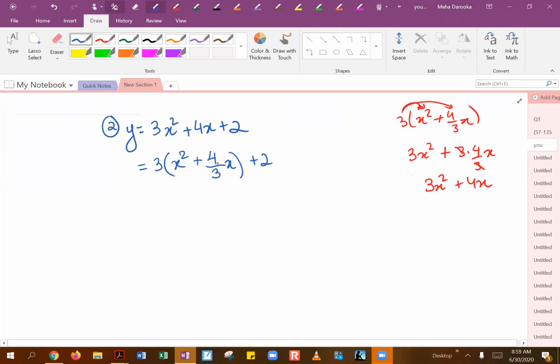So this is kind of what we need to do in this example over here. Now, once you have that 3 on the outside, we have our x squared, which has a coefficient of 1, which is why we did this. So we have our two terms, x squared plus 4/3 x. Now we are ready to find our completing the square term.